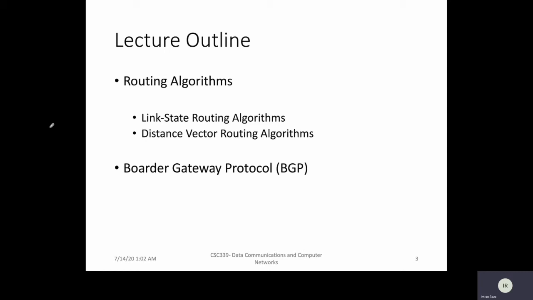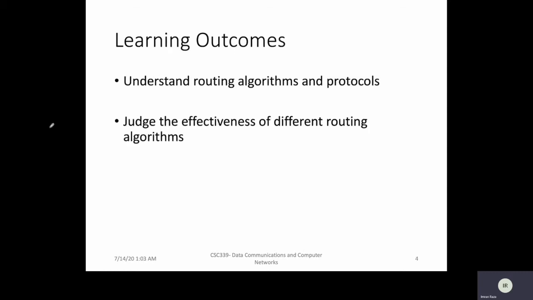And then we'll discuss border gateway protocol, BGP version 4, which is the de facto standard for routing in the internet. The learning outcomes of today's lectures are to understand the routing algorithms, its complexity, and the different protocols that are making use of different routing algorithms, to judge the effectiveness of different routing algorithms.